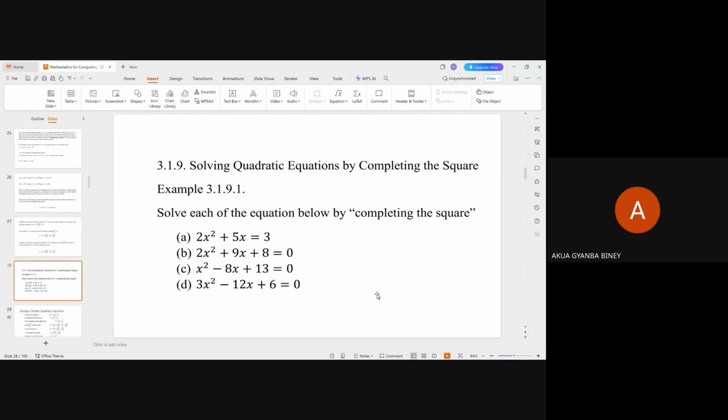Okay, so we have examples here. Solve quadratic equation by completing the square. Solve each of the equations below. I think the way he set his questions are also in the book there. Solve each of the following equations by completing the square. So you have A, B, C, D. You need to complete the square. So we'll go through the first one, and then we'll do the rest.